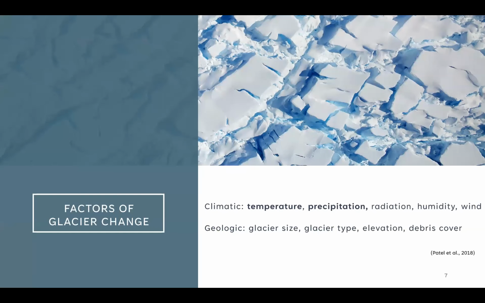There are compound factors that affect the rate and magnitude of glacier retreat. The climatic factors include temperature, precipitation, radiation, humidity, and wind. And the size, type, elevation, and debris cover of each glacier vary, so these have an impact on their melting pattern as well. Out of these, temperature and precipitation data are the most available to conduct a correlation analysis.